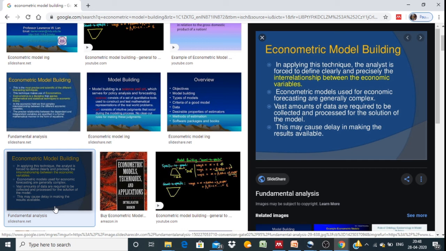Thus, model building is a complex process and it is the end result of all these economic analyses.